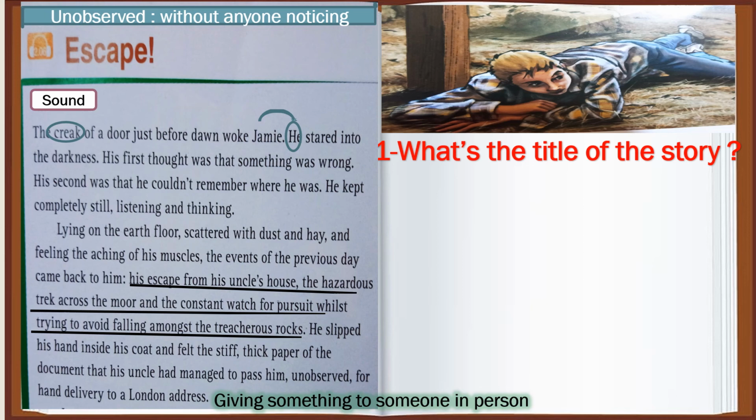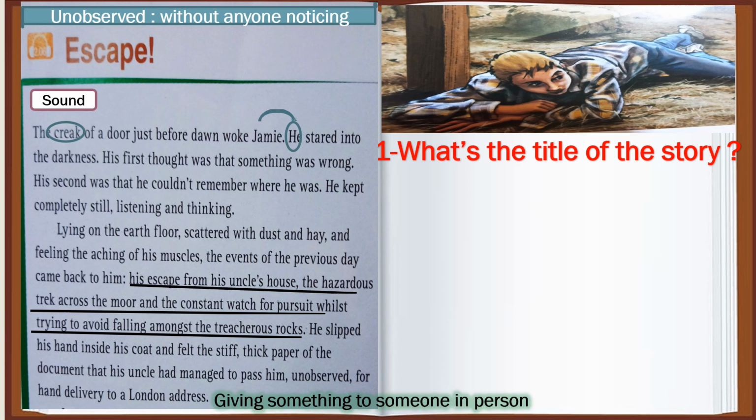Okay, now the main event in this story that you need to know is that his uncle gave him a document. He gave him a document and asked him to deliver it by hand delivery, meaning giving something to someone in person, to a London address. So this person, Jamie, will be followed by a group of men in order to take this document.